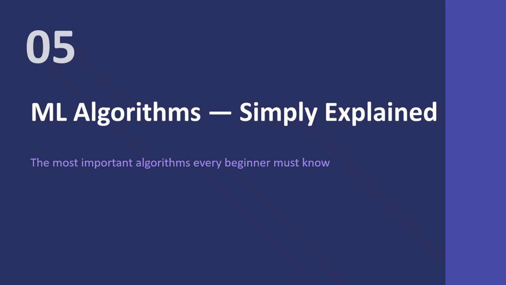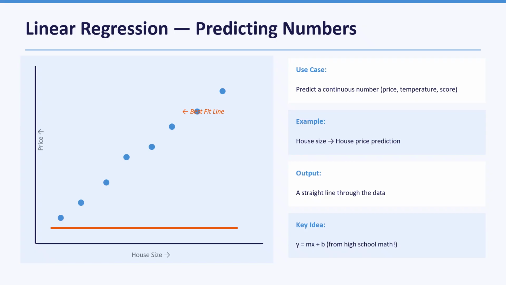Now we get into the fun part, the actual algorithms. Section 5, ML algorithms, simply explained. We'll cover 5 essential ones. Linear regression is the simplest ML algorithm and the best place to start. Its job is to predict a number, a continuous value. For example, predicting a house price based on its size.